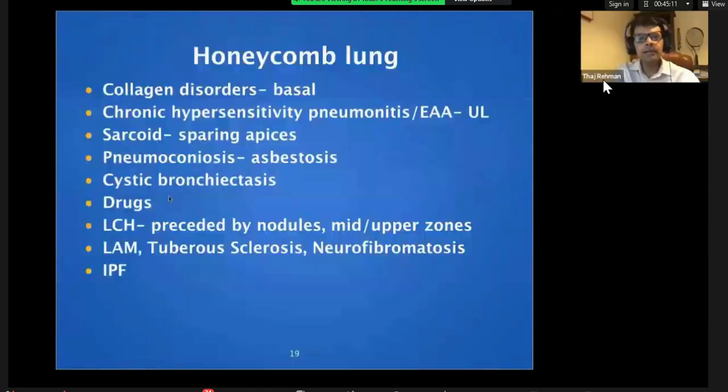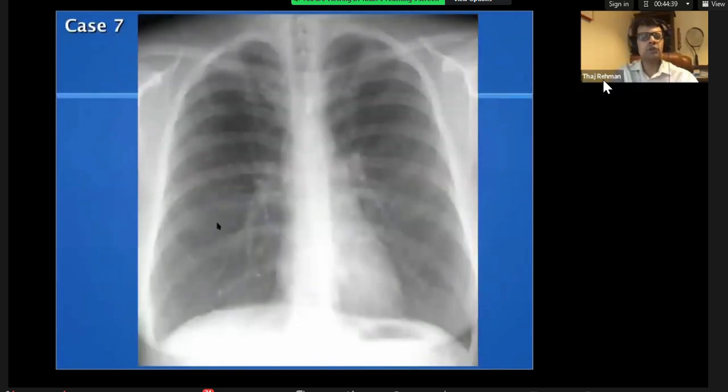So this is actually chronic extrinsic allergic alveolitis. That's the condition that causes upper lobe fibrosis. So the broad differentials of honeycomb lung: collagen vascular disorders, which are basal; chronic hypersensitivity pneumonitis, which is upper lobe; sarcoid, sparing apices; pneumoconiosis, which is similar to asbestosis; cystic bronchiectasis; drugs; LCH; LAM. This is a very broad differential of honeycomb lung. So the previous case was chronic extrinsic allergic alveolitis because of the upper lung distribution. UIP is lower lung distribution.